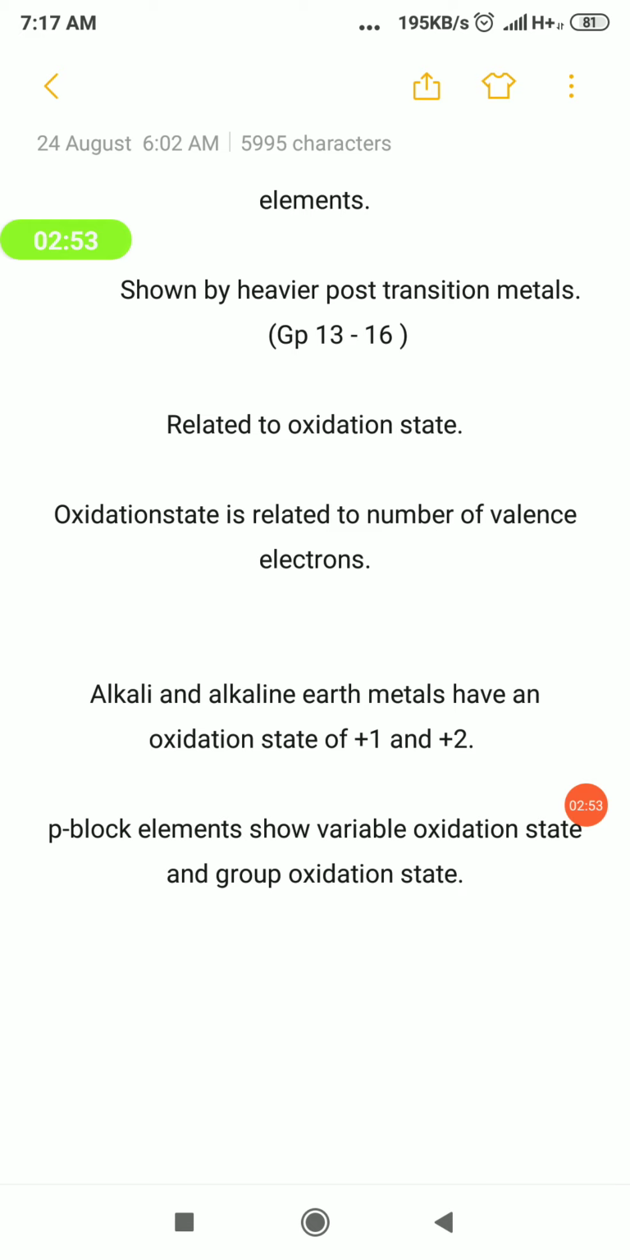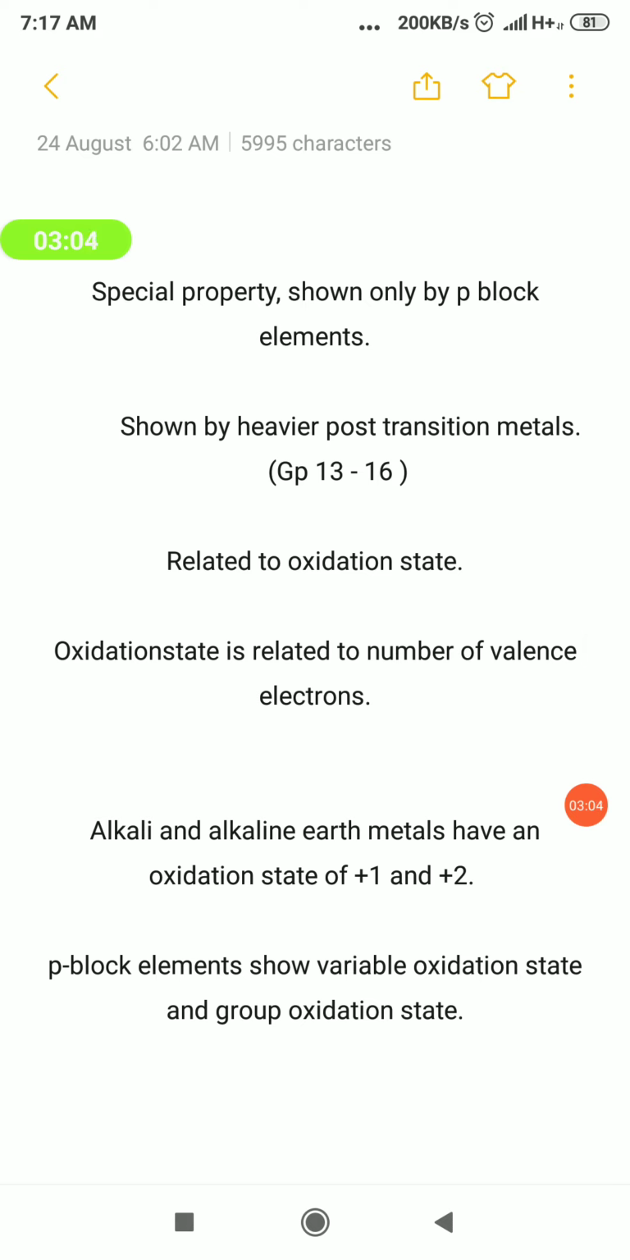Post transition elements of group number 13, 14, 15 and 16 can show this inert pair effect. Okay, so it is a special property of P block elements. It can be shown only by heavier post transition metals of groups 13, 14, 15 and 16. And this inert pair effect is related to oxidation state.